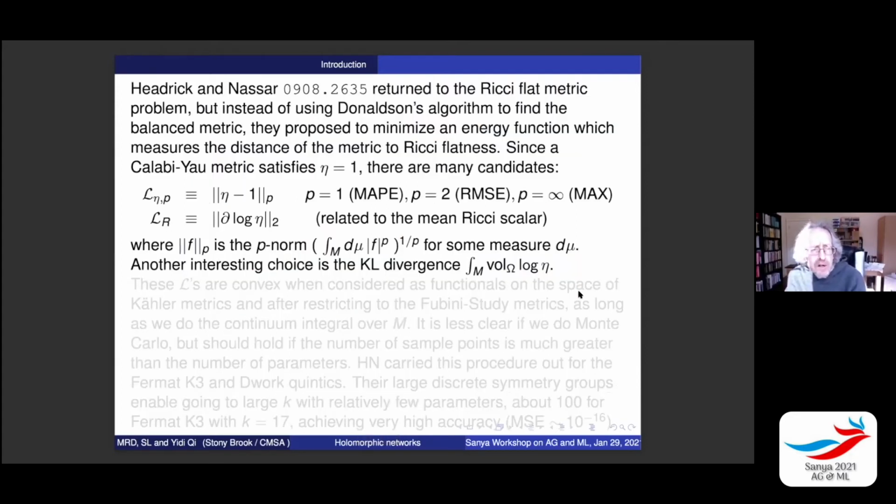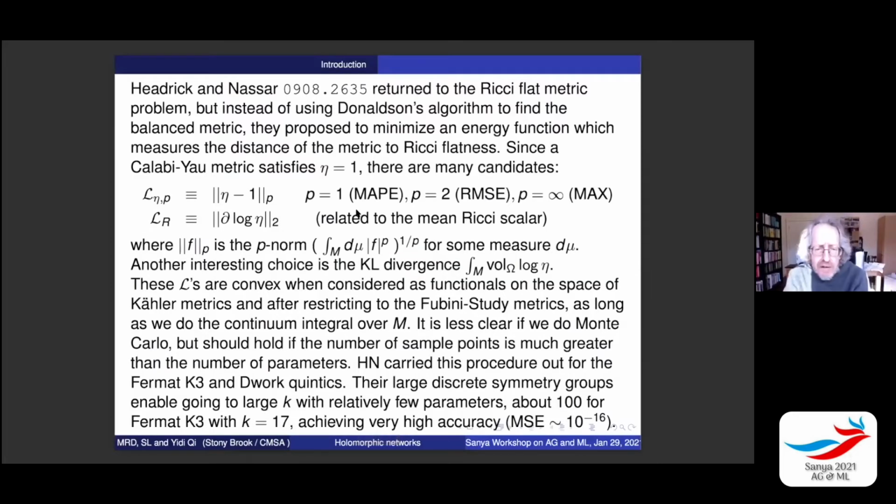Okay, so then another technique you could try is to say, well, if we're actually interested in the Ricci-flat metric, why don't we minimize some energy function whose minimum is the Ricci-flat metric? And of course, it's not hard to postulate such functions, starting with the norm of eta minus 1, where you've normalized the holomorphic volume form to get that condition.